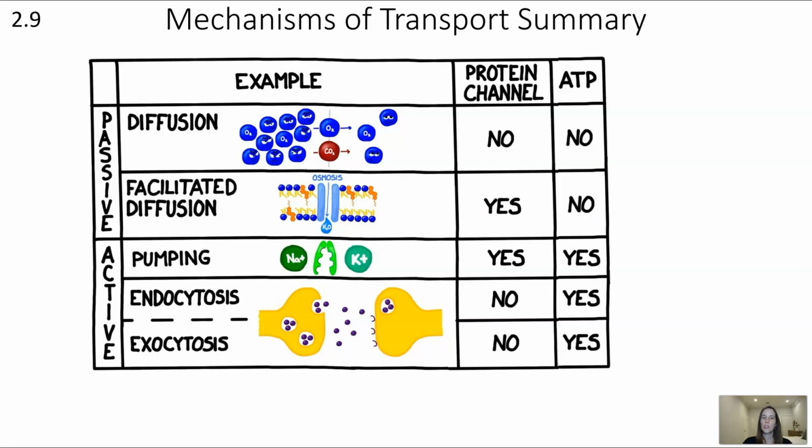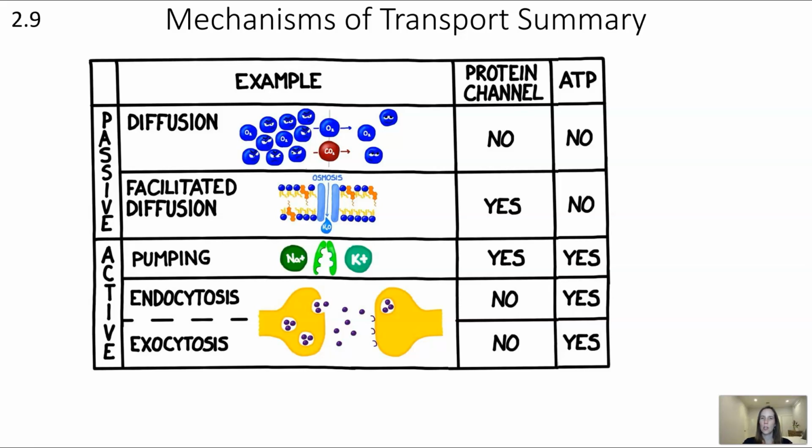The next one shows the osmosis of water, or the diffusion of water, which is called osmosis. This does require a protein channel because water is polar. So polar molecules that are unable to get through the membrane on their own require a protein channel. But because it's still diffusion, it's going from a high concentration to a low concentration, this does not require ATP and is a form of passive transport.